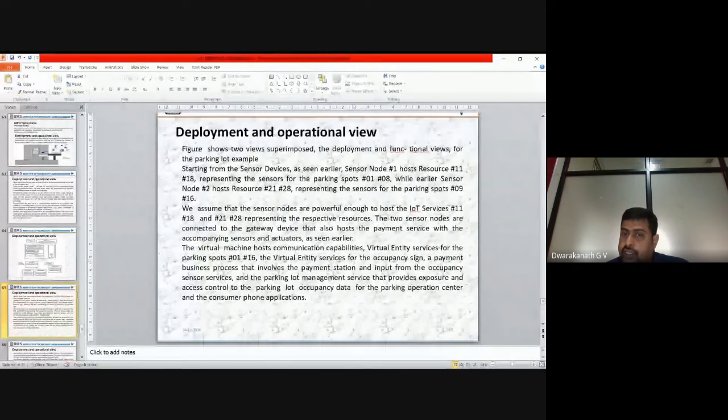The virtual entity services for the occupancy sign and a payment business process involve the payment station. While booking itself, I will pay, so the payment management should also be done. There is input from the payment station and the occupancy services, and the parking lot management services provide the exposure and access control to the parking lot occupancy data for the parking operation center and the consumer phone applications.